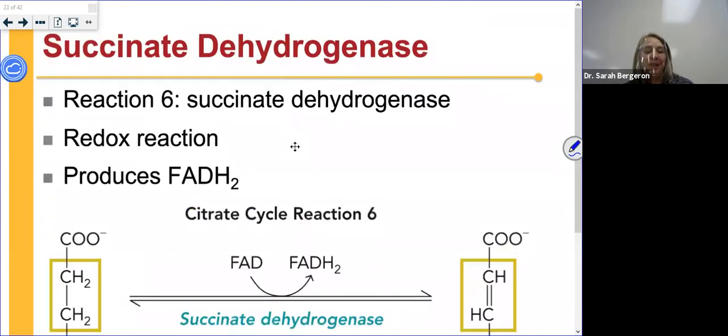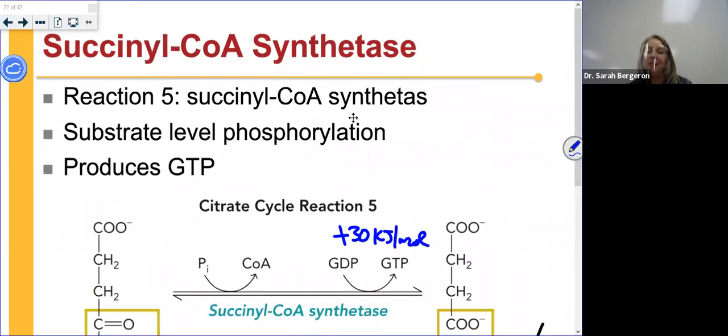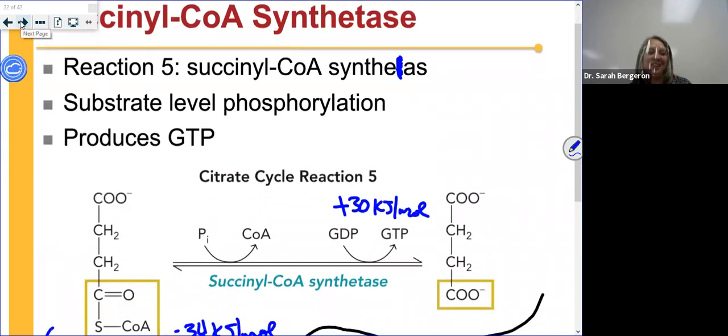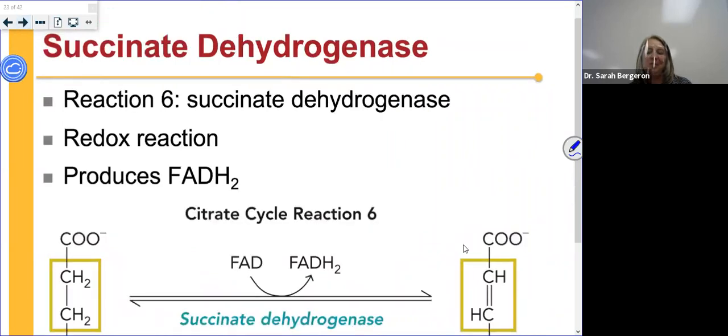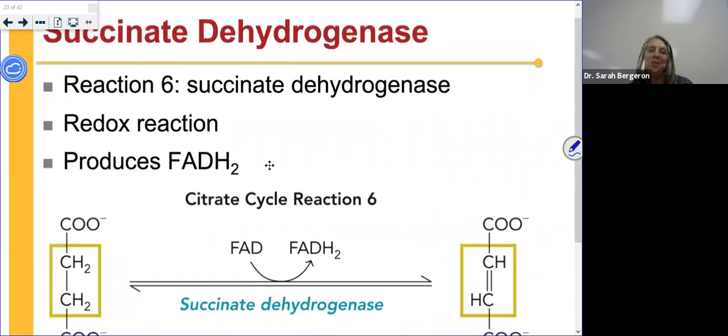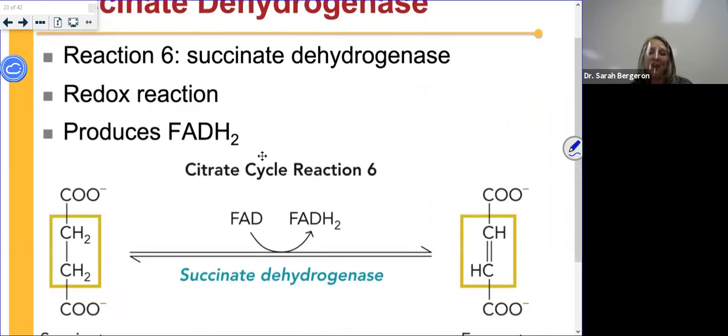All right. Reaction 6, we're getting close. Reaction 6, we got succinate dehydrogenase. Sorry, succinyl-CoA synthase. So that's the one we just covered, reaction 5, right? Okay, so we produced our GTP, but now we've got to get to the point where we can regenerate oxaloacetate, right? Or this is never going to go again.